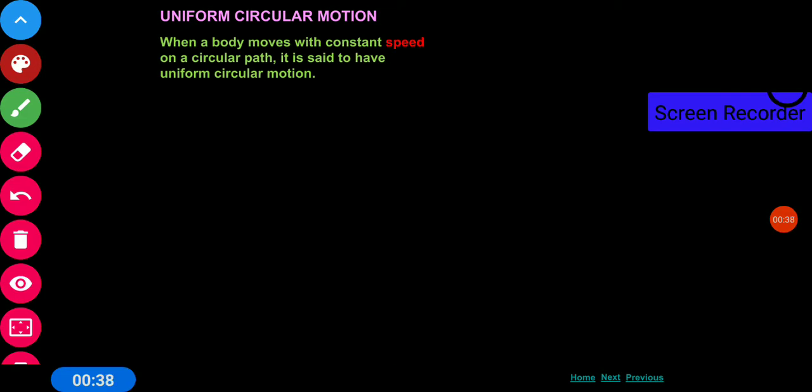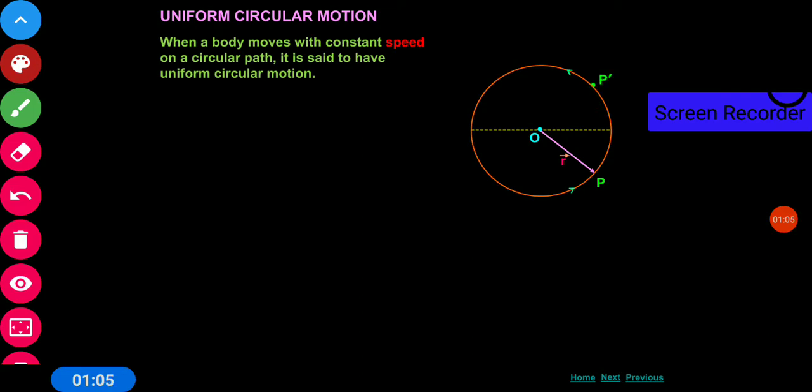When a body moves with constant speed on a circular path, it is said to have uniform circular motion. This you know from your previous knowledge. Now let us suppose this is a point P. Now this point P is moving in a circle, then its motion is known as uniform circular motion if it is moving with uniform speed or constant speed.